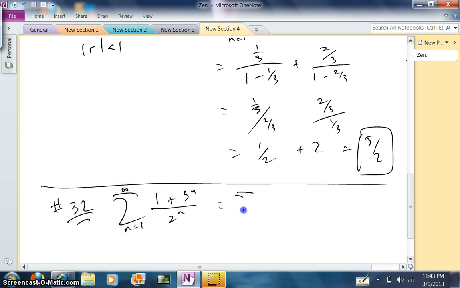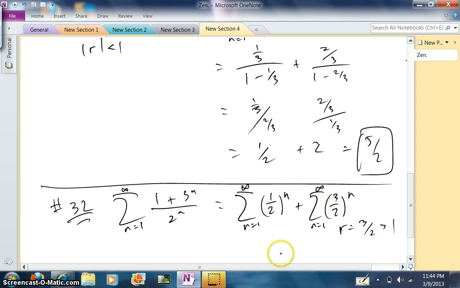So this is equal to the summation of (1/2)^n plus (3/2)^n, n equals 1 to infinity. Okay, now here's what we notice on this one: this r here is equal to 3/2, which is greater than 1. So this diverges. We don't even need to continue.